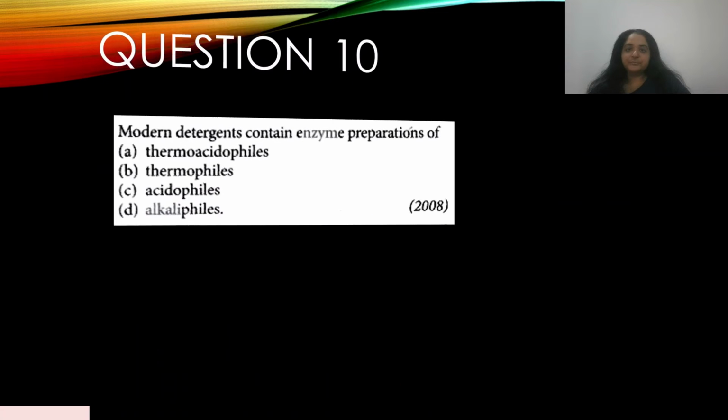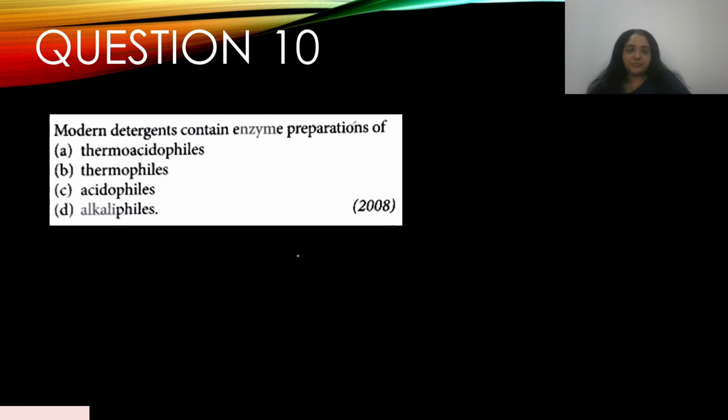We move on. Question number 10. Modern detergents contain enzyme preparations of, and this appeared in 2008, A, thermoacidophiles, B, thermophiles, C, acidophiles, and D, alkaliphiles. Okay, so modern detergents contain enzyme preparations of D, alkaliphiles. Okay, we'll go to the discussion now.